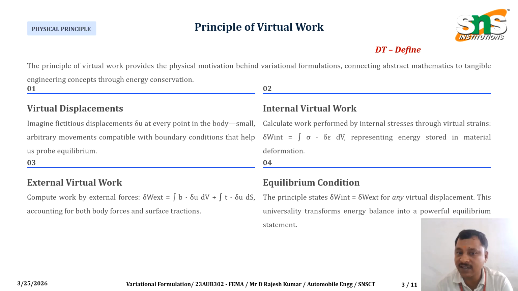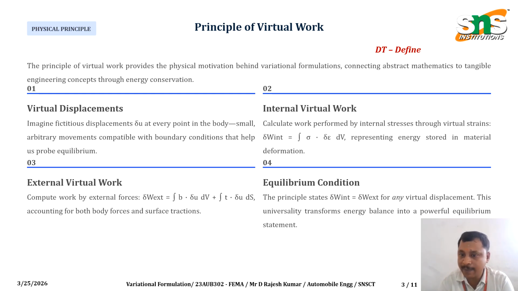Next is step 2, the internal virtual work. When we apply these virtual displacements, the structure deforms slightly and this creates virtual strains. The internal stresses in the material do work through these virtual strains. We calculate this internal virtual work as the integral of sigma into delta epsilon into dV. This represents the total energy stored in the material due to deformation. Think of it as energy in a compressed spring. When you compress the spring virtually, you are doing work against the internal spring force.